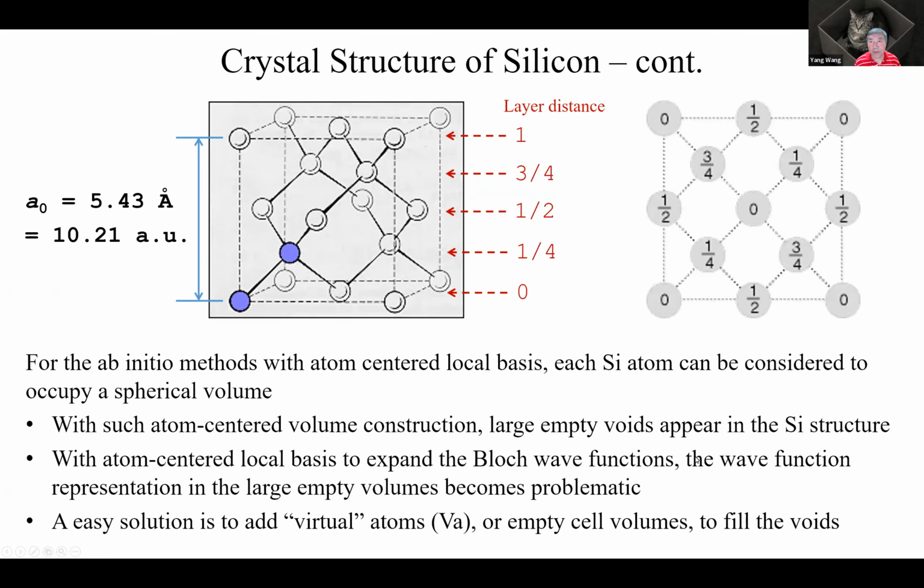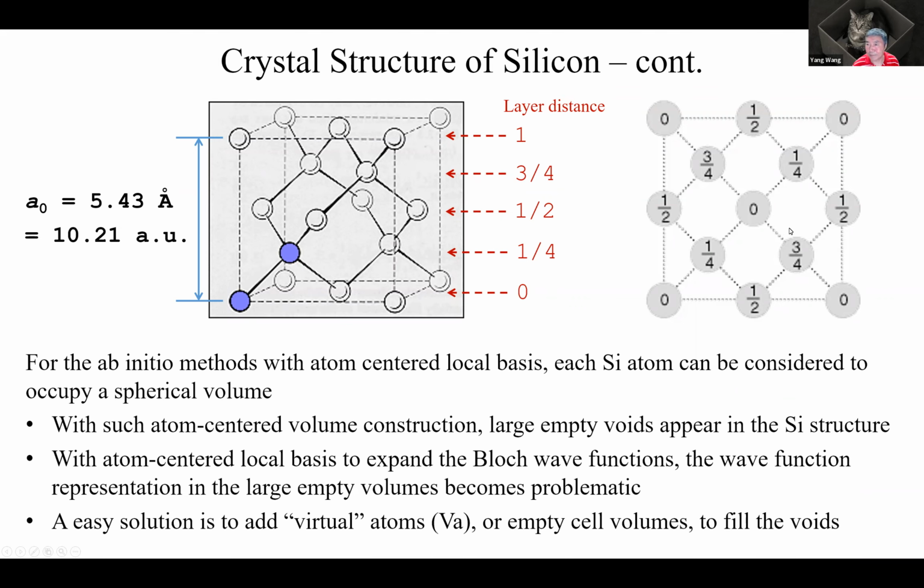Now, if you look at the picture carefully, consider the layers 0, 1/4, 1/2, 3/4, and 1. You look from the top and you can see the location of the atoms. And if you look carefully, you'll find that there's a large void in the structure. For example, at the half layer, there's a large volume there.